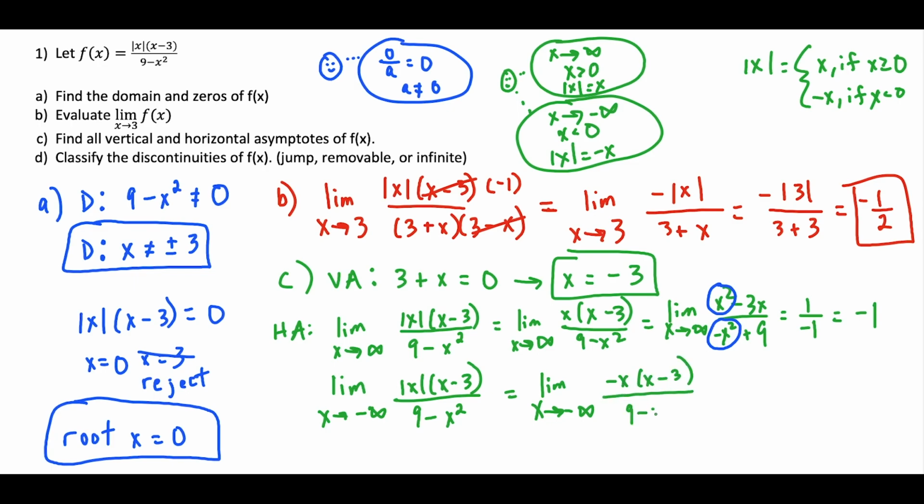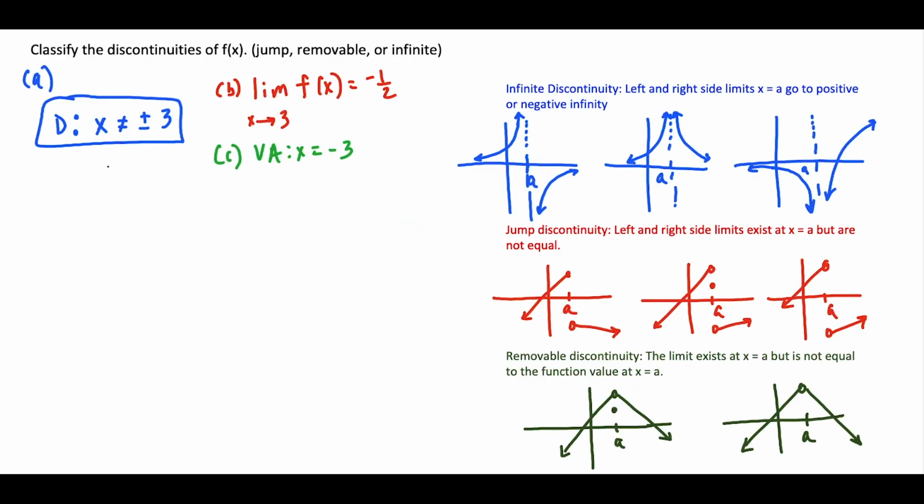So then this limit, when we work this out, is now the limit as x approaches negative infinity, and we're going to have negative x squared plus 3x this time around over negative x squared plus 9. So when we evaluate this limit, it's negative 1 divided by negative 1, which gives you a positive 1. So our horizontal asymptotes, we have two of them, y equals plus or minus 1, are the horizontal asymptotes.